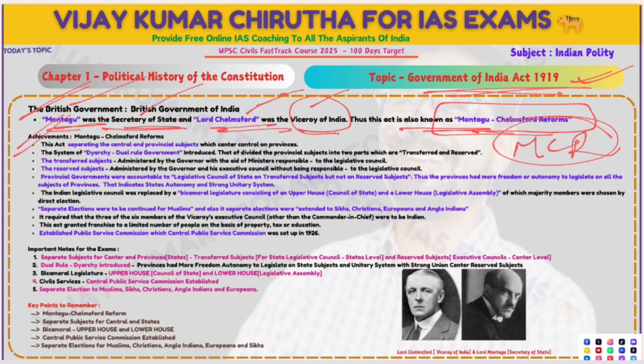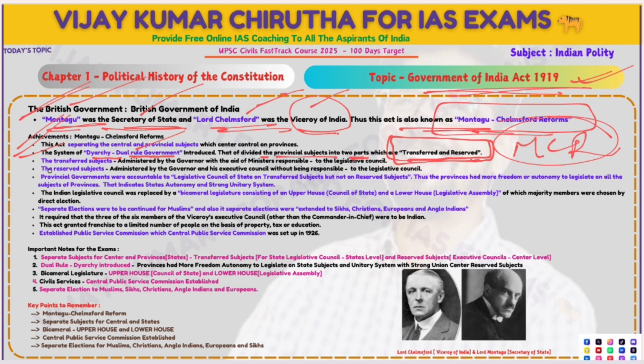See the achievements of this act. The act separated central and provincial subjects, with the center controlling the provinces. The system of diarchy, dual government, was introduced. It divided the provincial subjects into two parts: transferred subjects and reserved subjects.